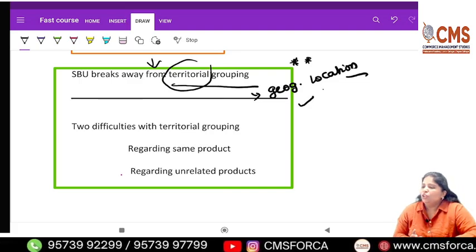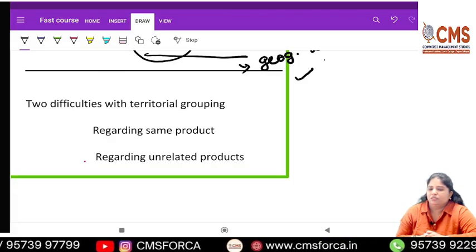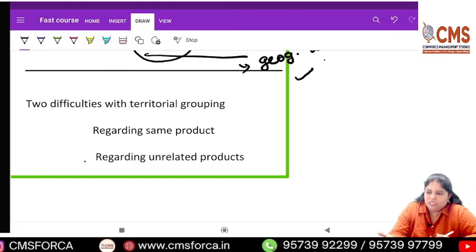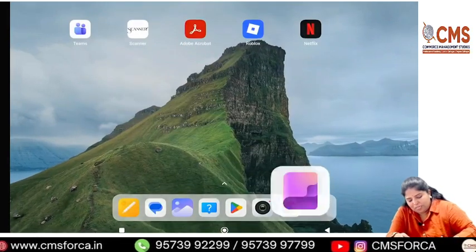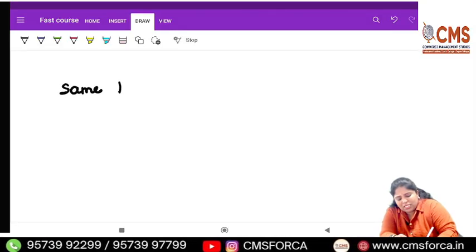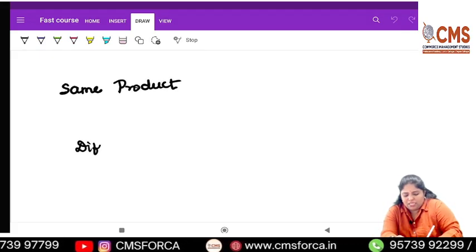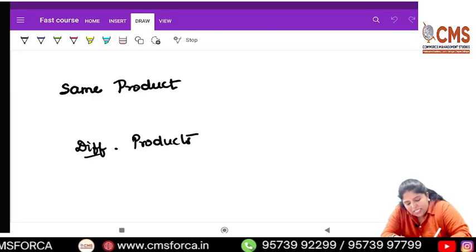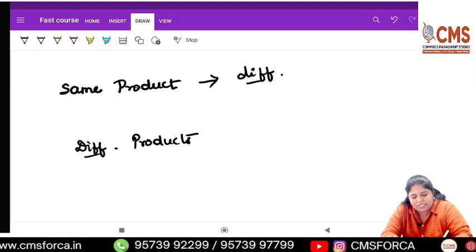Now, we have two difficulties with territorial grouping. Let's keep it very simple. I have two scenarios here. One scenario is the same product. Another scenario is different products. Okay. Same product in different territories.